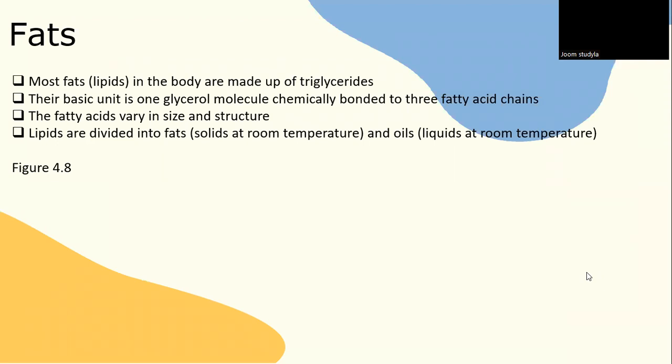Fats. Most fats and lipids in the body are made of triglycerides. Their basic unit is one glycerol molecule chemically bonded to three fatty acid chains. The fatty acids vary in size and structure. Lipids are divided into fats, which are solid at room temperature, and oils, which are liquid at room temperature.